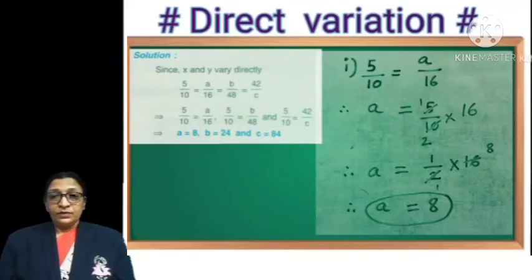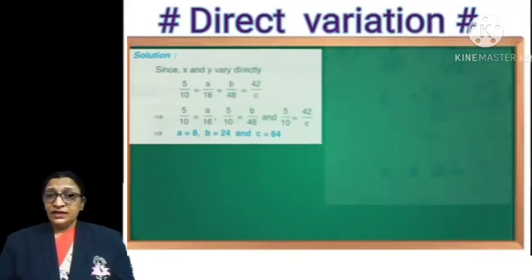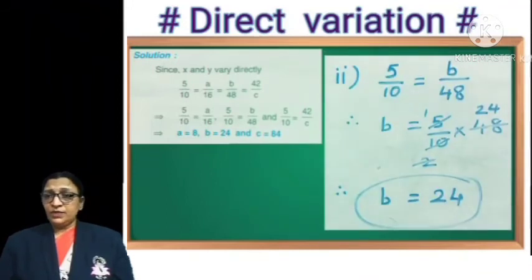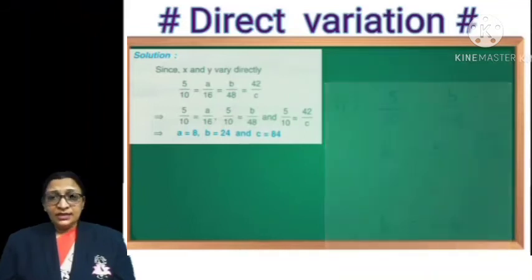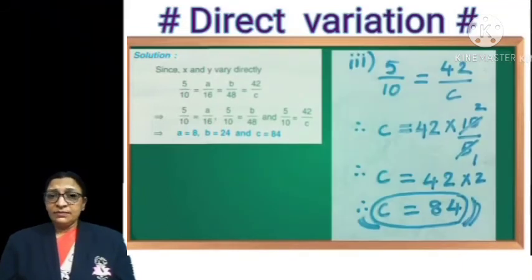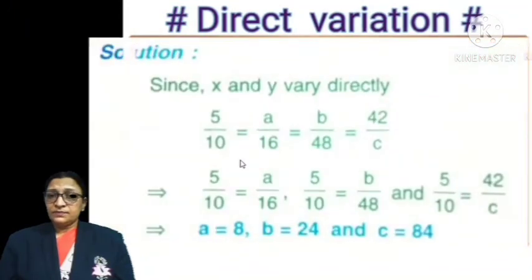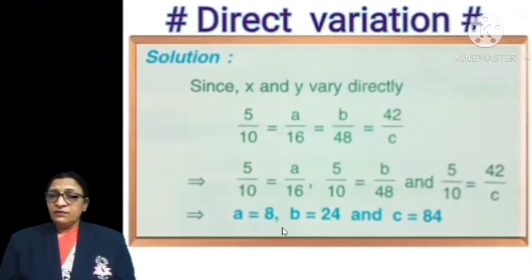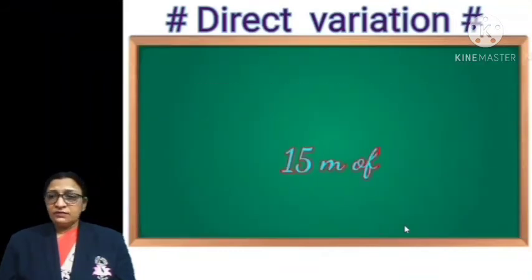In the second example, we will take 5 upon 10 is equal to b upon 48. On computing, you will get the value of b is equal to 24. And lastly, in the third example of the same type, 5 upon 10 is equal to 42 upon c. Simplifying this, we will get the value of c is equal to 84. So by using quantities which are directly varying, we can find out their values. Here a is equal to 8, b is equal to 24 and c is equal to 84.